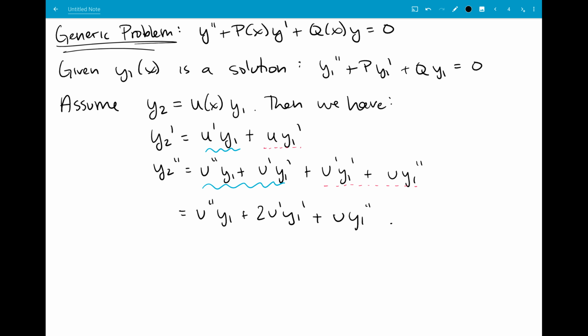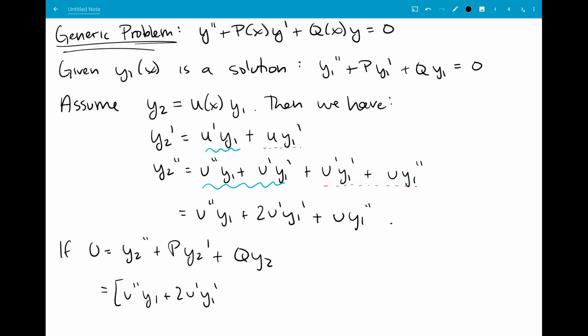And I'm just going to plug it into the differential equation and see what happens. So if 0 is equal to y2 double prime plus p y2 prime plus q y2 is something that I want to be true, I want this to be a solution, then that's going to mean, just by plugging in the derivatives I took just now, u double prime y1 plus 2u prime y1 prime plus u y1 double prime plus p times u prime y1 plus u y1 prime plus q times u y1 should be equal to 0.